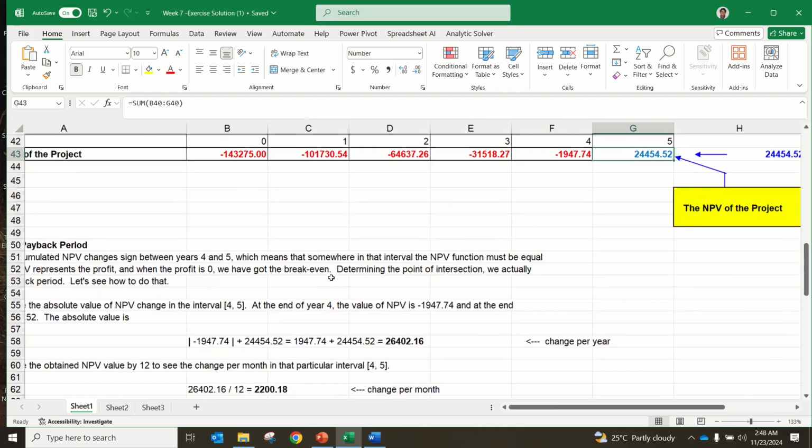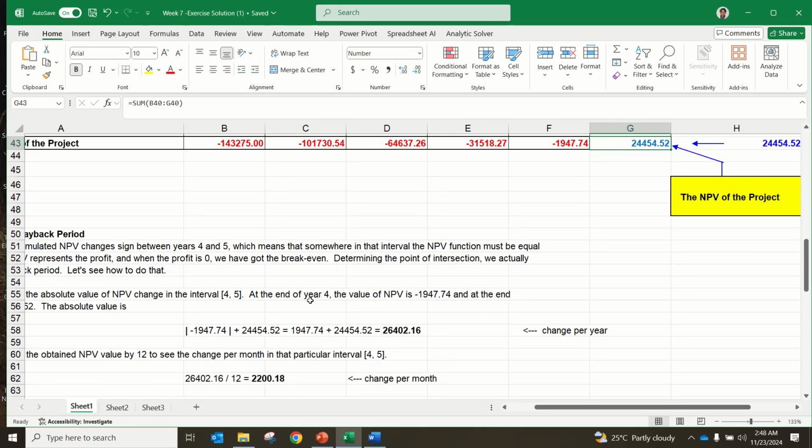Now how will you actually find it out? For that, this particular value is 24454, minus this, and that is why they have put an absolute symbol here. If I want to do 10 minus 5, it is equivalent to 10 plus 5.